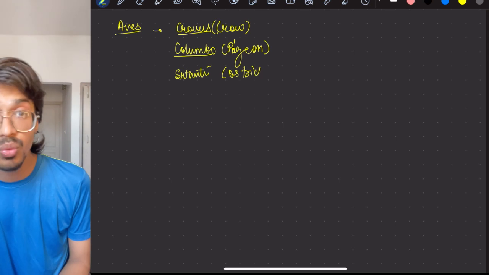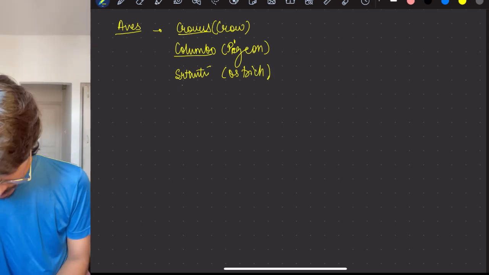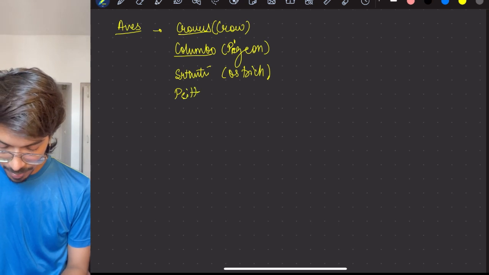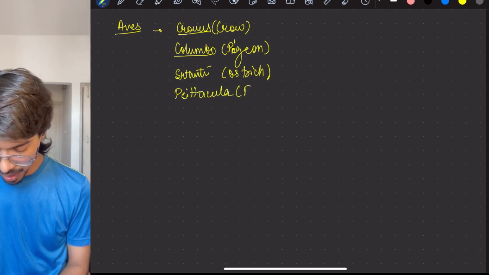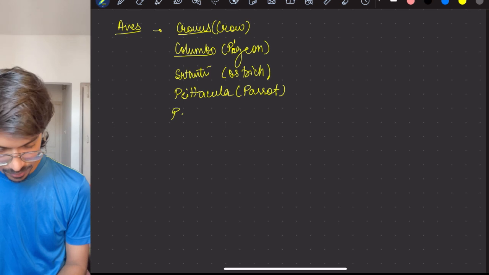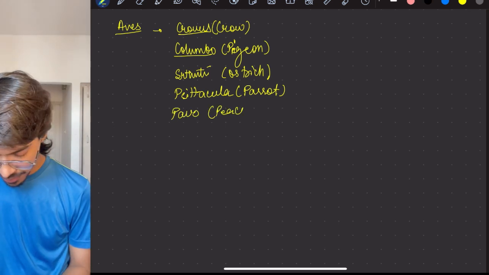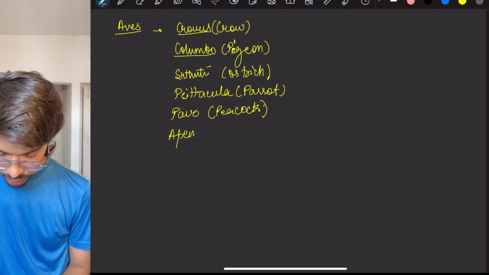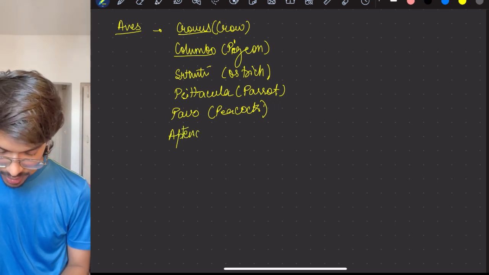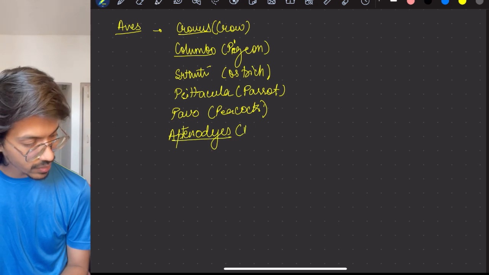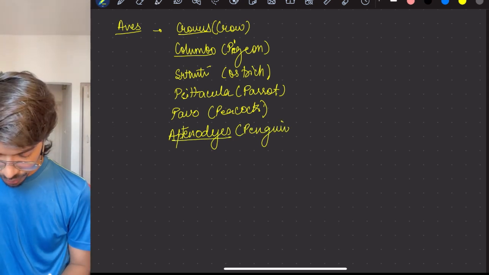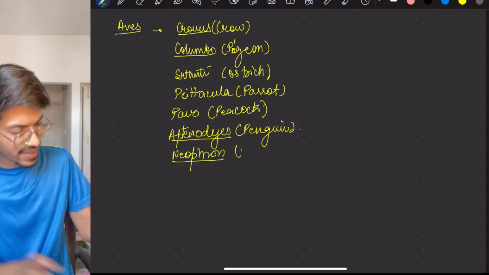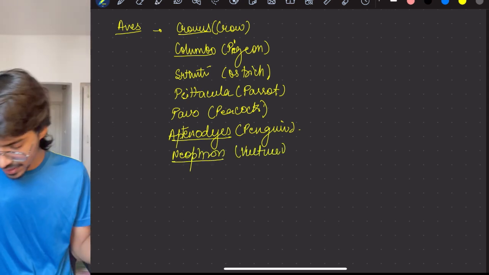After ostrich, what do we have? We have Psittacula. Psittacula, that is parrot. Then we have Pavo, that is peacock. Then we have Aptenodytes, that is what? Penguin. Then we have Neophron. Neophron is what? Vulture. I think that's it. Anything I forgot? No, everything we have written.